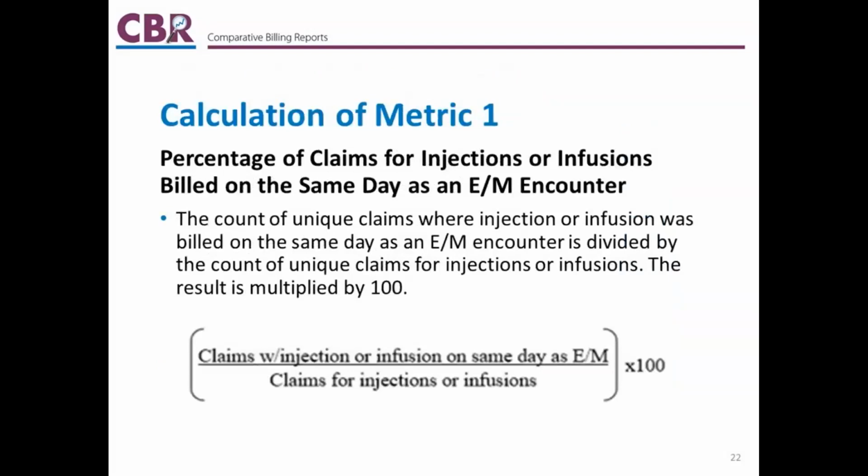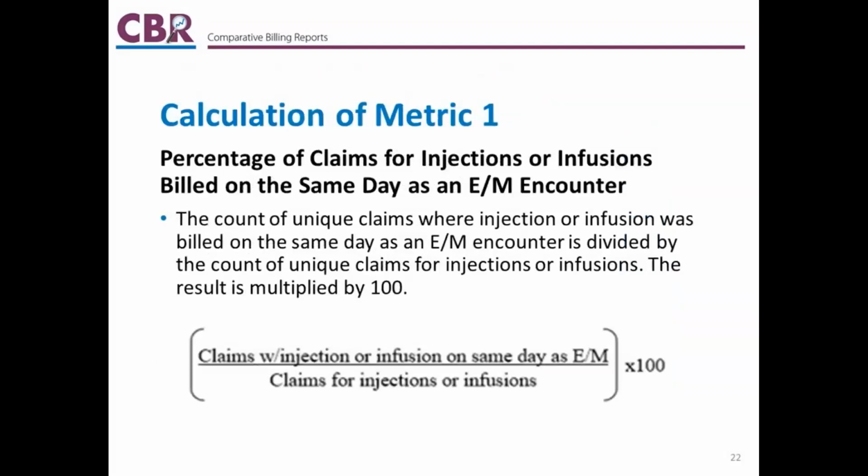Looking first at metric 1, percentage of claims for injections or infusions billed on the same day as an E&M encounter. To calculate metric 1, the count of unique claims where injection or infusions was billed on the same day as an E&M encounter is divided by the count of unique claims for injections or infusions.